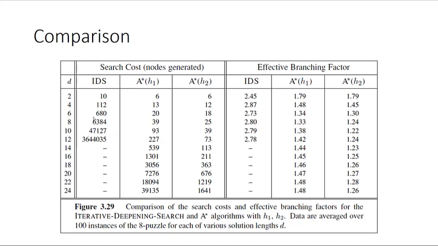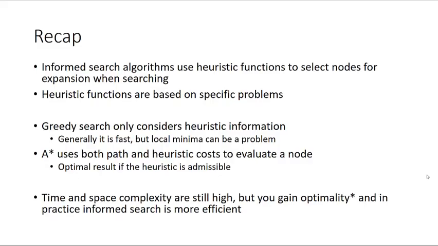So when d equals 12, IDS is expanding what? This is thousands, so 3 million, over 3.5 million nodes, whereas A star is only expanding 227 for one heuristic function, and then with a different heuristic function, only 73. Then over here they compare the branching factor, which is like how many nodes are at each depth of the search tree, and you can see that IDS is going to be much higher than A star here. So I really like this figure because it really illustrates how much your results improve whenever you're doing informed search over uninformed search.